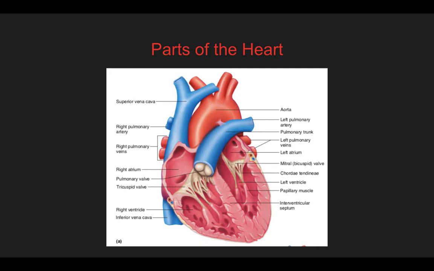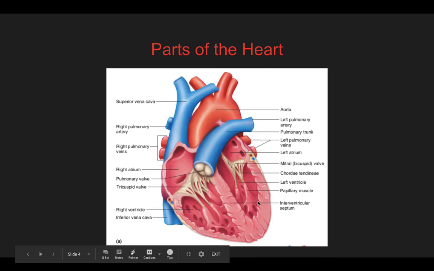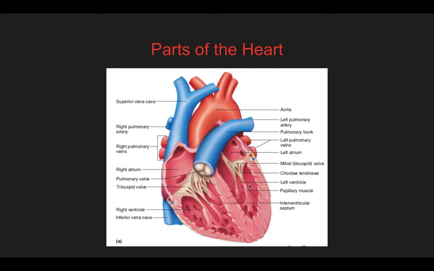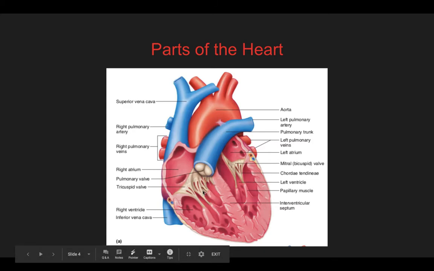So the first one's going to be your atria, and these are just the upper sections of the heart, upper chambers of the heart. I'm sorry. Your atria are going to be the upper sections. So the bottom sections are going to be your ventricles. So I think A, V in the alphabet. A is before V. So your ventricles are the lower chambers.